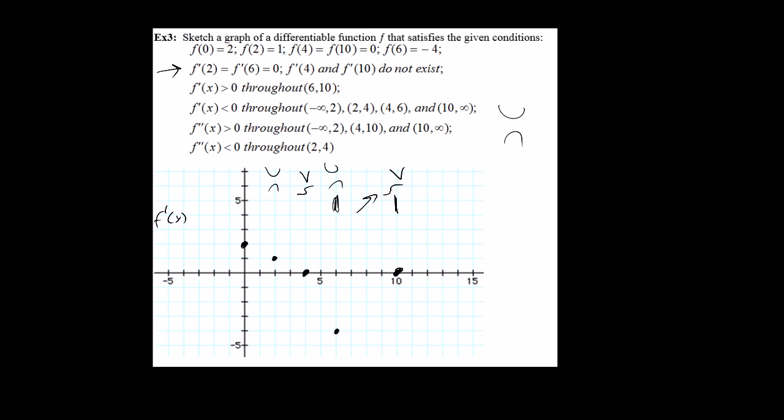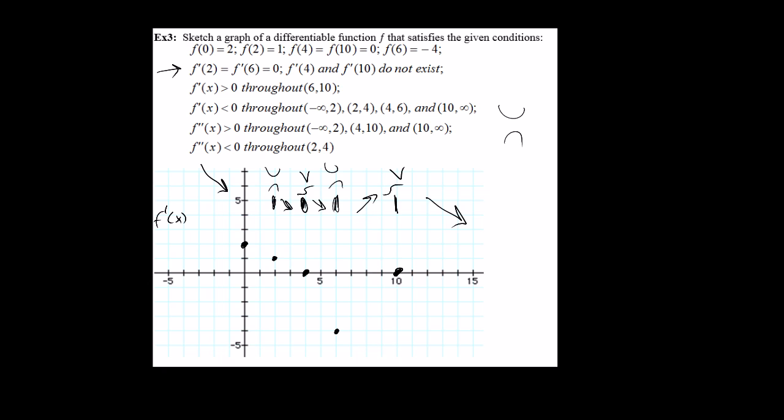We know f prime of x is less than 0 between negative infinity up to 2. So we know our slope is coming down here. Between 2 and 4, we have a downward slope. Between 4 and 6, we have a downward slope. And then 10 to infinity, we have a downward slope.